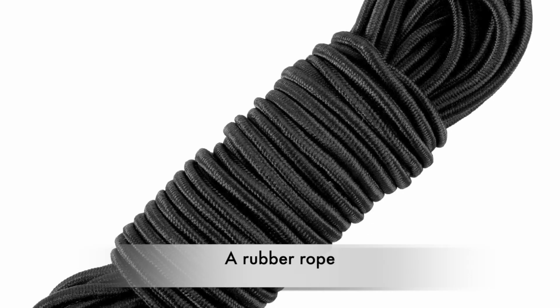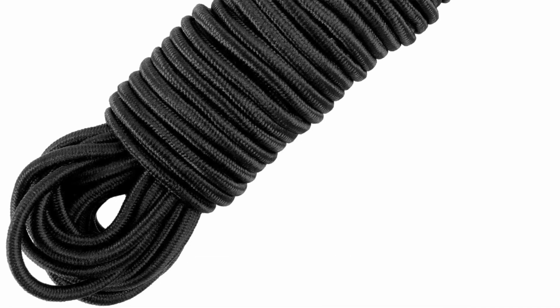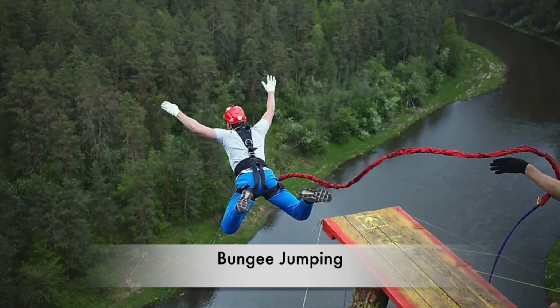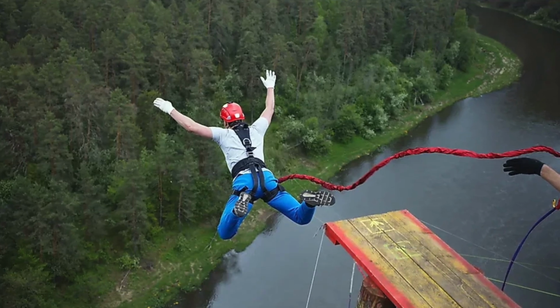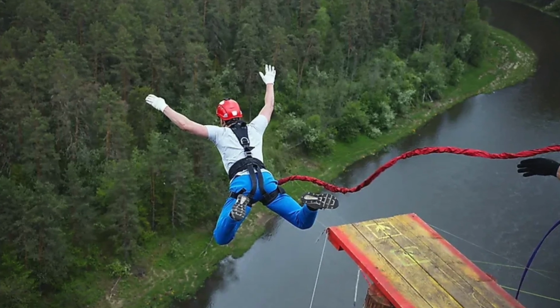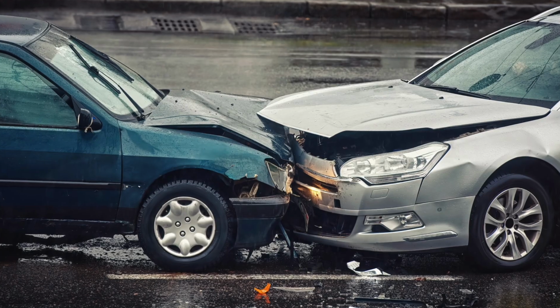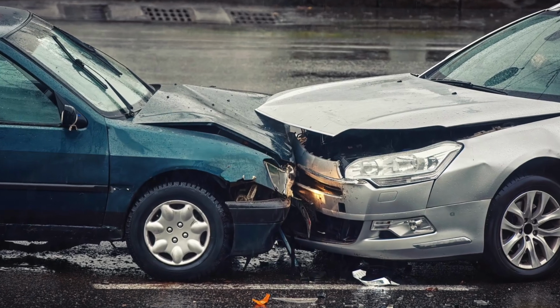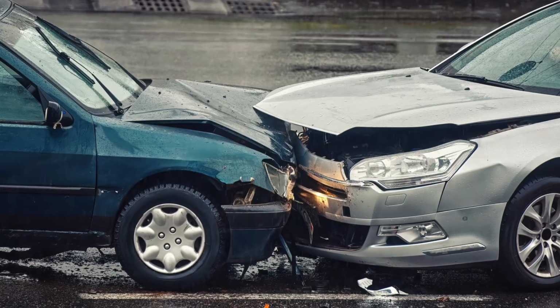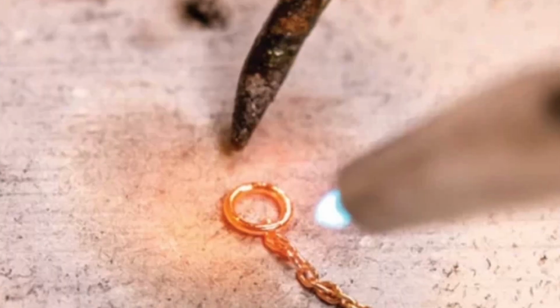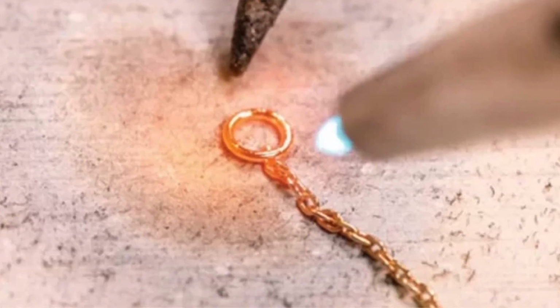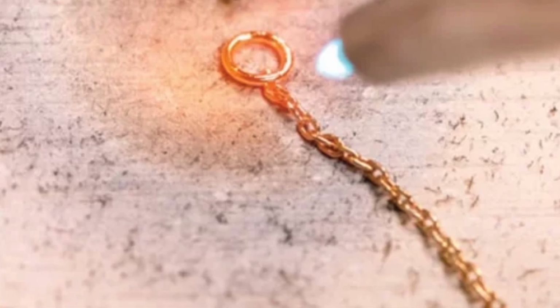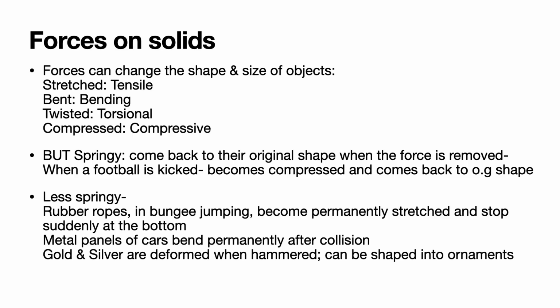Some less springy objects like rubber ropes, which are used in bungee jumping, become permanently stretched and they stop suddenly at the bottom. Also, metal panels of cars bend permanently after collision, and gold and silver objects are deformed when you hammer them so that they can be shaped into beautiful ornaments.